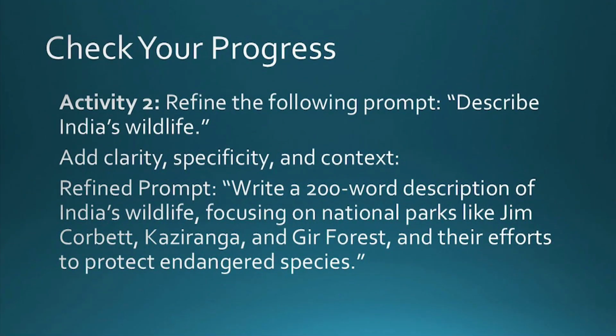Again, the second activity for you is to refine a prompt. The task is to refine the following prompt: Describe India's wildlife. Now you have to add clarity, specificity and context to improve the AI response. A refined example can be: write a 200-word description of India's wildlife focusing on national parks like Jim Corbett, Kaziranga and Gir Forest and efforts to protect endangered species. You can try a different prompt also.